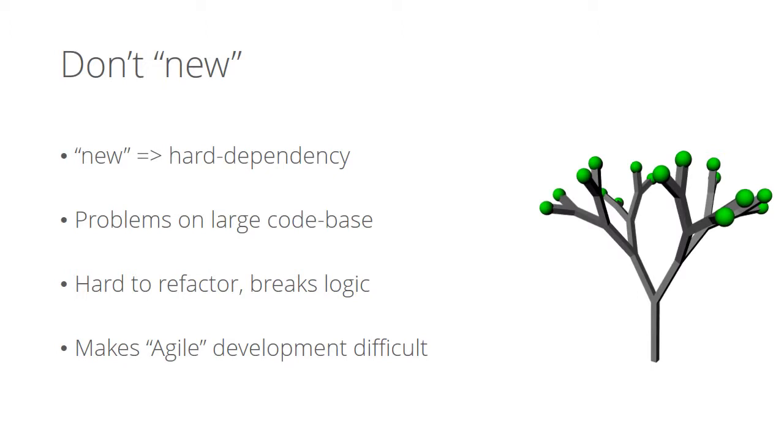Every new keyword introduces a new hard dependency. Hard dependencies create problems when the code base becomes larger. It's very difficult to refactor and very easy to break the business logic. The new keyword makes agile development difficult. Please check out my dependency injection video available here at devc.com and see the solution for the hard dependency problem.